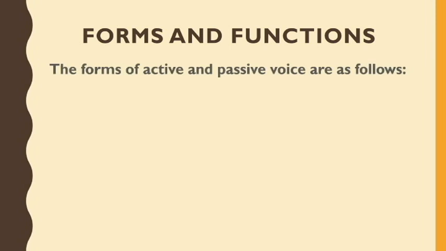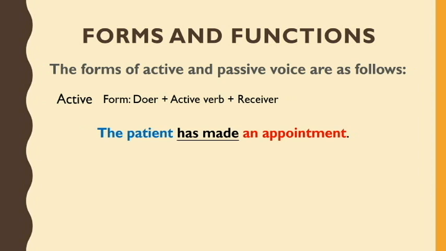In an active sentence, the doer of the action is the subject, while in a passive sentence, the receiver of the action is made to become the subject so that it is emphasized. So the form of the active sentence will be doer plus active verb plus a receiver. For example, the patient has made an appointment. In this example, the patient is the doer. Has made is the active verb, and an appointment is the receiver.